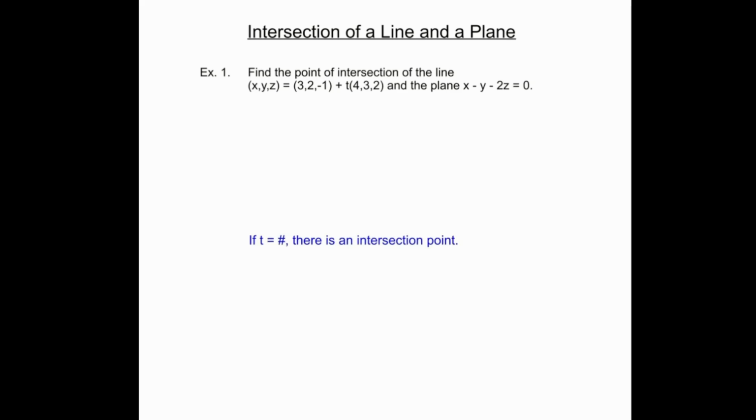So let's find the point of intersection of the line (x, y, z) that has a position vector, or point, of (3, 2, -1) and a direction vector of (4, 3, 2), with the scalar equation of the plane x - y - 2z = 0. Remember I said the first thing that we need to do here is write the equation of the line in parametric form. So I'm just going to say equation of line in parametric form.